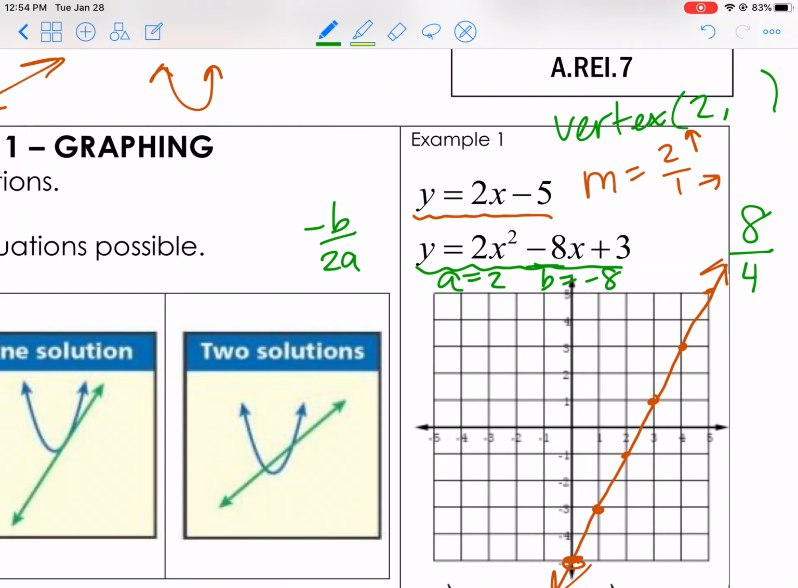To find the second number in our vertex, because it's an ordered pair, we're going to plug x into our quadratic function. So I'm going to replace each of these x's with a 2 and see what answer I get. So 2 times 2 squared, that's going to be 8. Minus 8 times 2, that's -16, plus 3. 8 minus 16 is -8, plus 3 is -5. So the vertex for this problem is at 2, -5. Go to the right 2 and down 5.